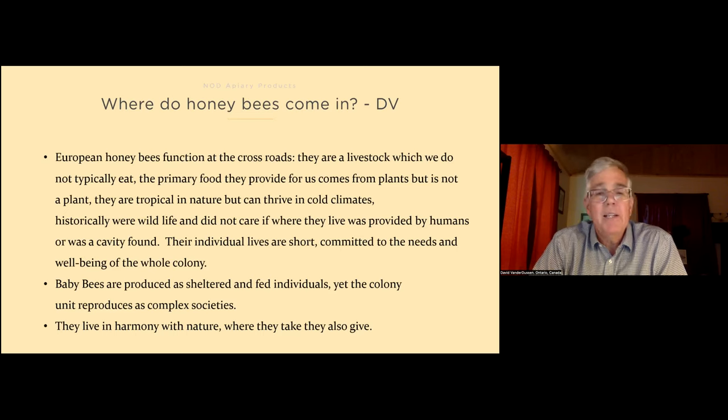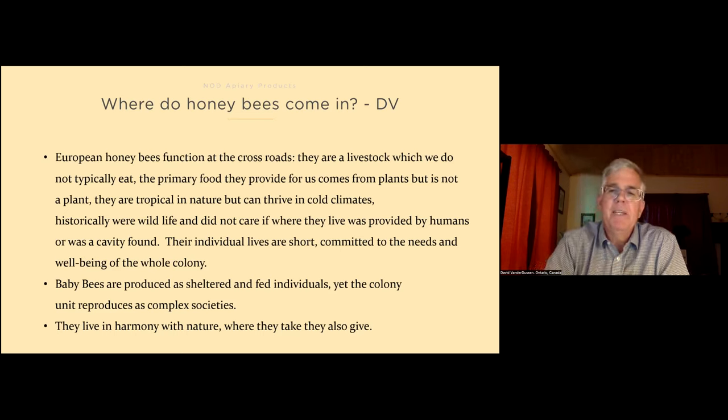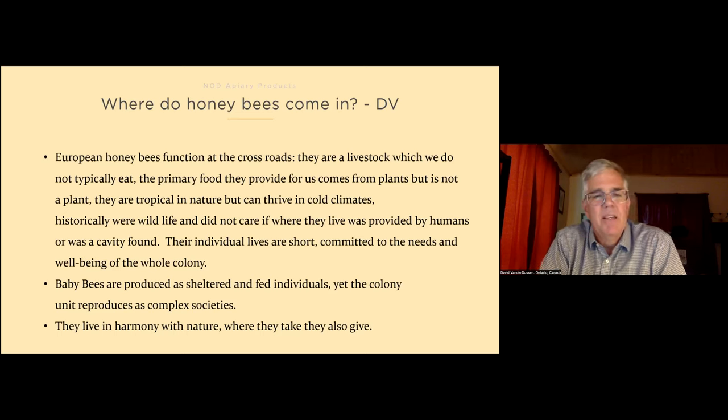Historically, bees were wildlife and did not care whether where they lived was provided by humans or was a cavity found. So we have to adapt ourselves to the bees. The bees don't really adapt themselves to us. Unlike, say, for example, breeding dogs or other animals for specific purposes, that doesn't really work with bees. Their individual lives are short, and they are committed to the needs and well-being of the whole colony.